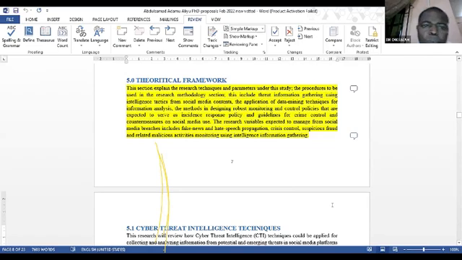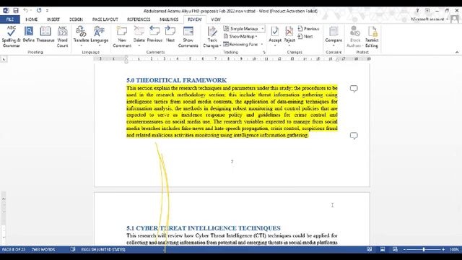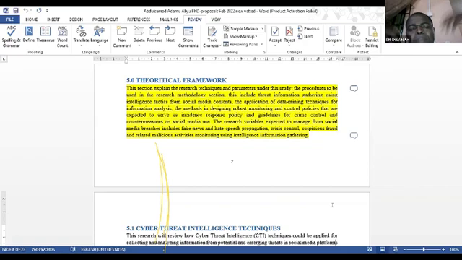Now, theoretical framework is supposed to be maybe 1.4, 1.5. But even when you look at the theoretical framework, this is where you failed woefully. This doesn't look like theoretical framework. You say this session explained the research techniques and parameters under this study, the procedures to be used. How can procedure be theoretical aim? The procedure to use, the research methodology session, this includes threats to and so on. All this should be in methodology.